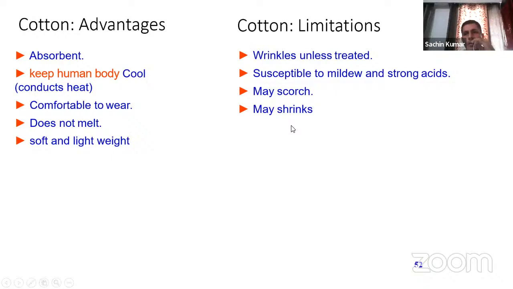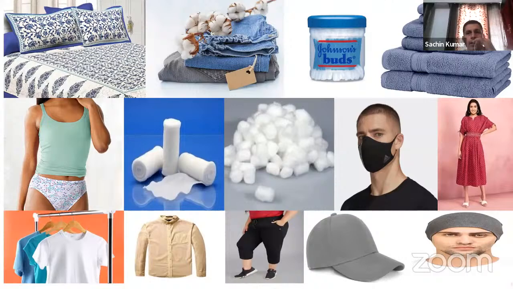These are the products made of cotton: bed sheet covers, and the most popular apparel, denim, which is also made of 100% cotton, though nowadays it is blended with synthetics also. Then earbuds, towels, and most inner garments or undergarments that we wear are still made of 100% cotton. No other fiber is used, because cotton is very hypoallergenic in nature and has no effect on the skin. That is why undergarments are still made of cotton.